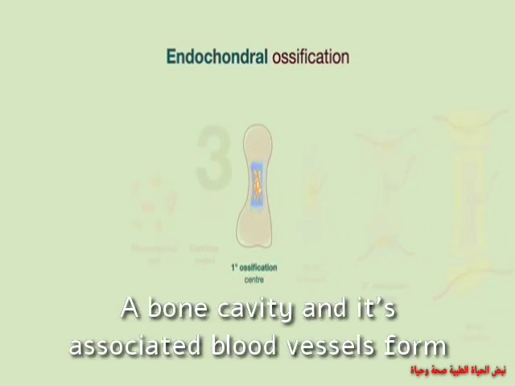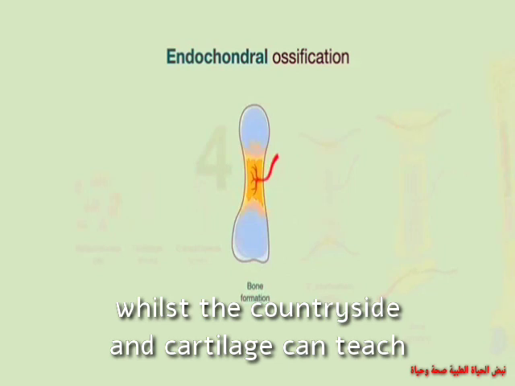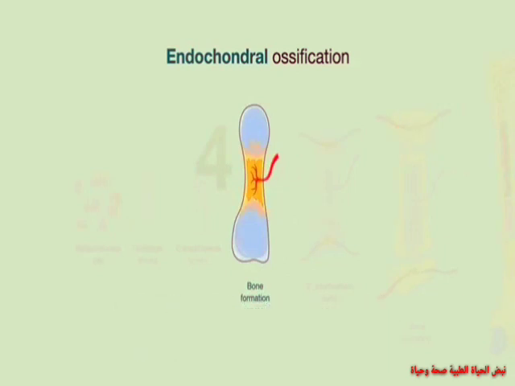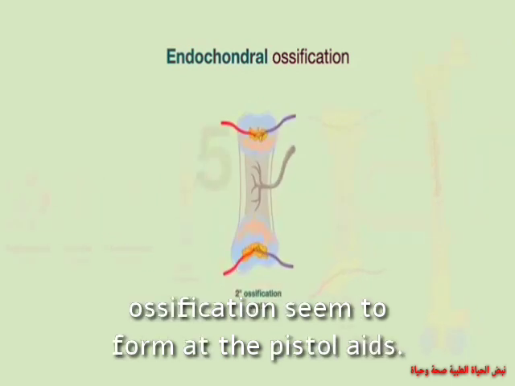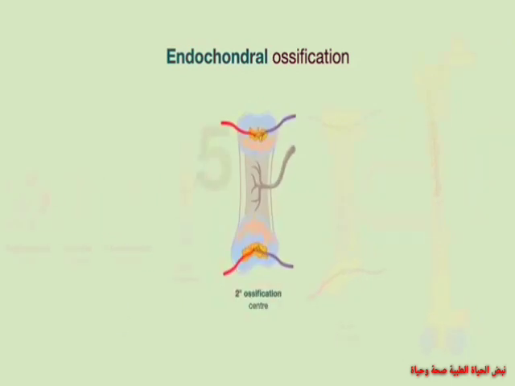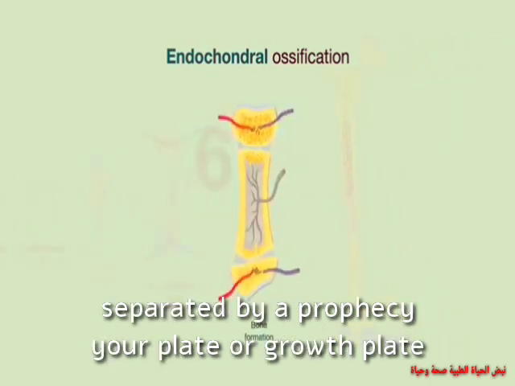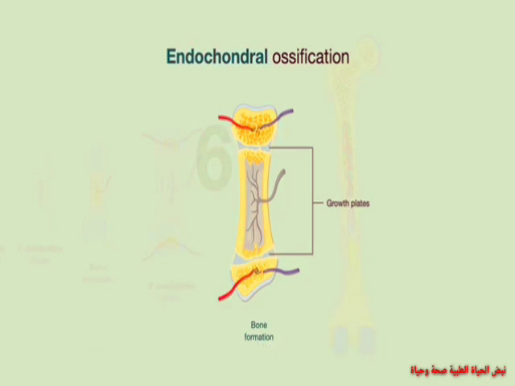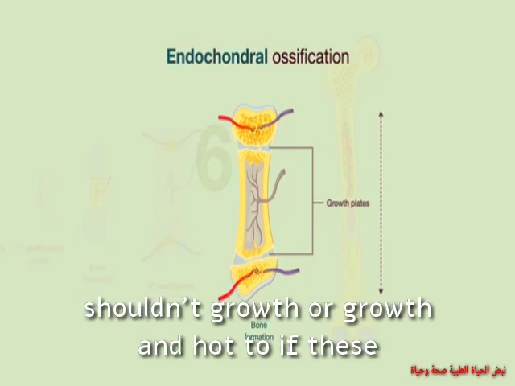The bone cavity and its associated blood vessels form whilst the chondrocytes and cartilage continue to develop at the distal ends. Eventually, after birth, the secondary ossification centers form at the distal ends. The bone forming at the distal and medial portion is separated by an epiphyseal plate or a growth plate, which is a cartilaginous area. The presence of these growth plates allows for longitudinal growth or growth in height.